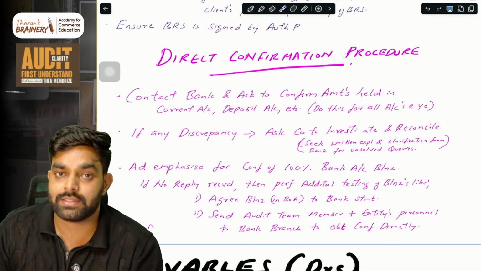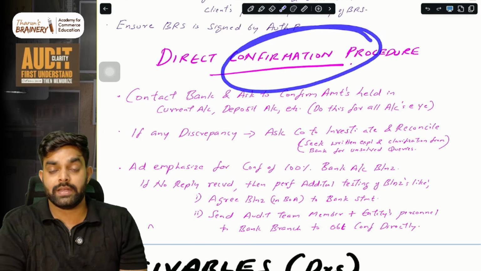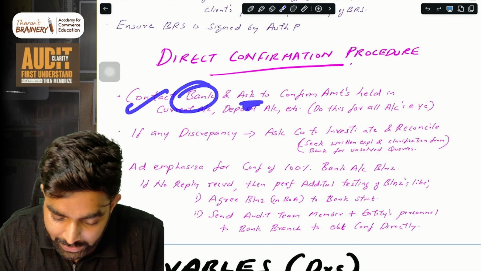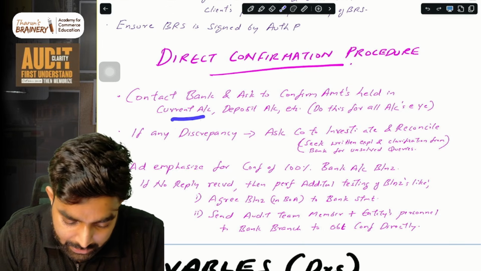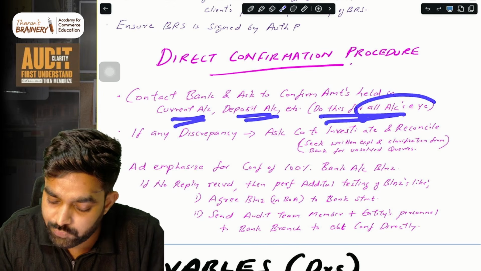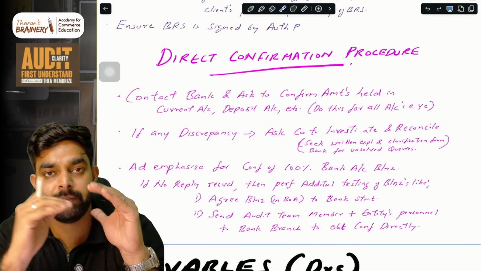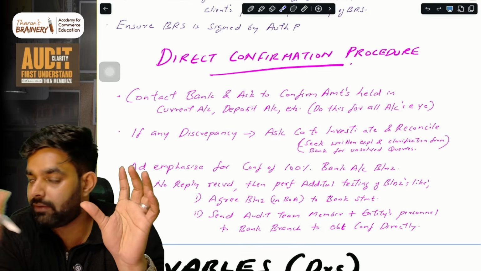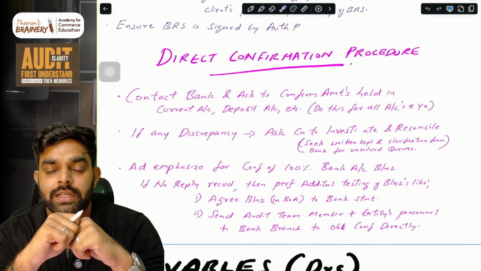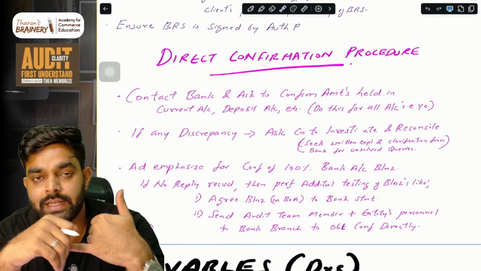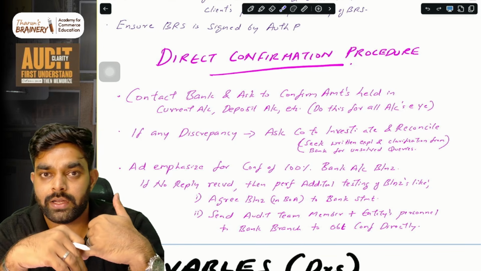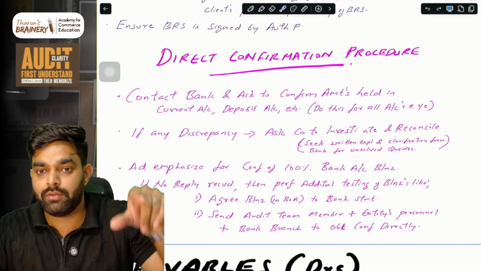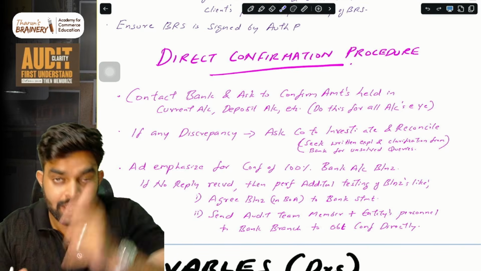Then a direct confirmation procedure is also there for checking the cash balances. Like external confirmations, similarly here you can do some direct confirmation procedures. Let's see what they are. Contact the bank and ask to confirm the amounts held in the current account, deposit account, etc. Do this for all the accounts at the year end, that is the company's closing balance in the balance sheet. In the bank account, they have written 18,000 as the bank's 31st March closing balance. You can contact that bank, ICICI or whatever, and tell them you are the auditor and you need the confirmation. Normally you will tell the management, the management will tell the bank, and the bank will give you the closing balance confirmation. Then you can trust that.